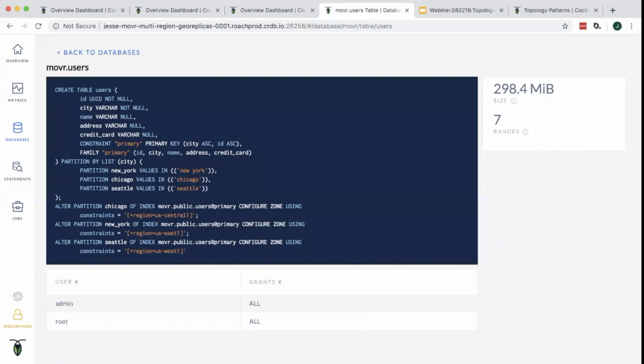So here we have a zone config applied to the Chicago partition of the users table. And the constraint is a little different. The constraint says all of the replicas, basically all three of the replicas for a range of the Chicago partition, should be pinned to the US Central region. For New York, all of them should be pinned to US East. Seattle, all of them should be pinned to US West. And essentially what this means is not only reads are going to be local, but writes are going to be local too. So when you need to add a user to the users table in New York, it's never having to leave the US East region, which makes it incredibly fast.